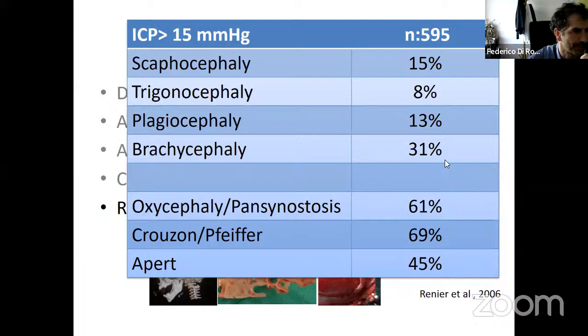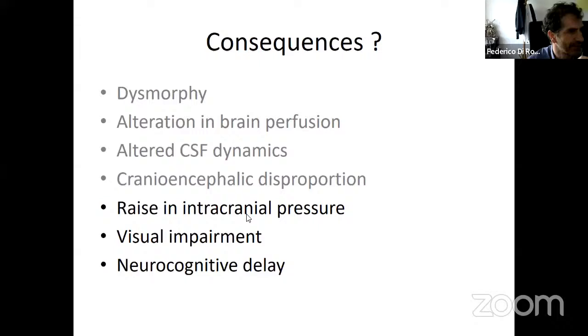So what are the consequences of raised ICP? One is a direct problem on the vision. You can have a papilledema leading to a visual loss by atrophy. And the other is that the chronic raise in intracranial pressure can lead to a neurocognitive delay and neurological problems. So there is a functional problem. It's not only an aesthetic problem, but also a functional problem.